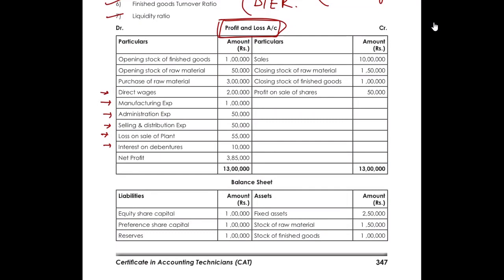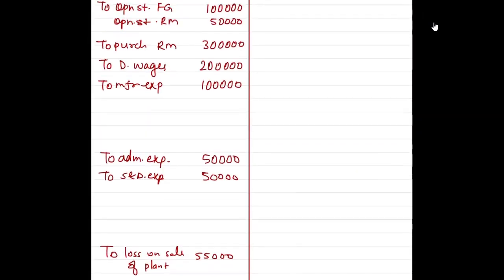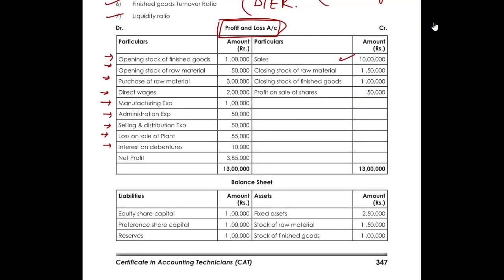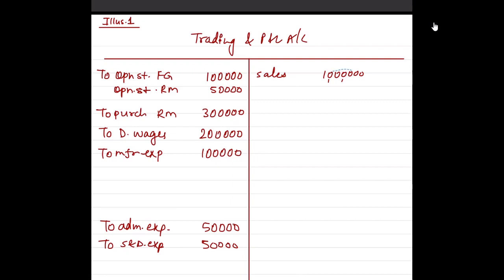I've considered every item which is on the debit side. Now let us consider the credit side. So we have sales of 10 lakhs. Is there any sales return as well? We can take directly the net sales. No, they have not given any sales return. So whatever is your sales, it is your net sales.